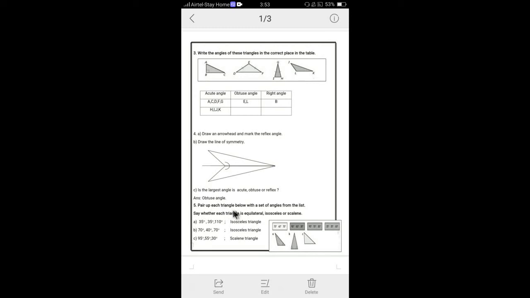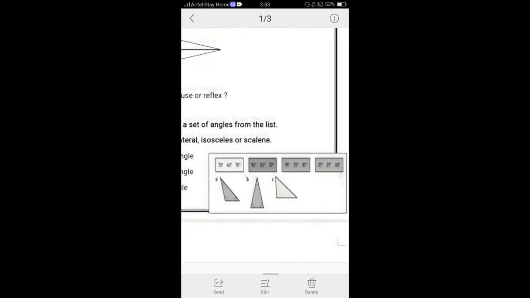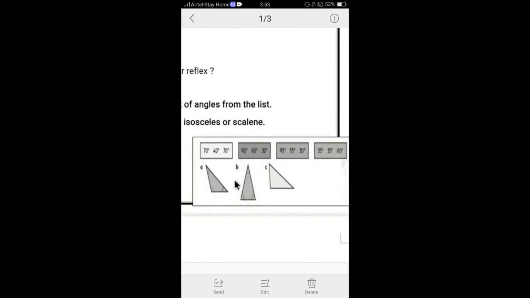Pair up each triangle below with the sets of angles listed. They have given a list with these triangles. You have to match them. Let's zoom in. If you see the first triangle, its opposite angles are equal, but this one is different. So we can see two options here, 70, 40, 70, 90, and another one 35, 35, 110. I think from first to last, any one may be for A.